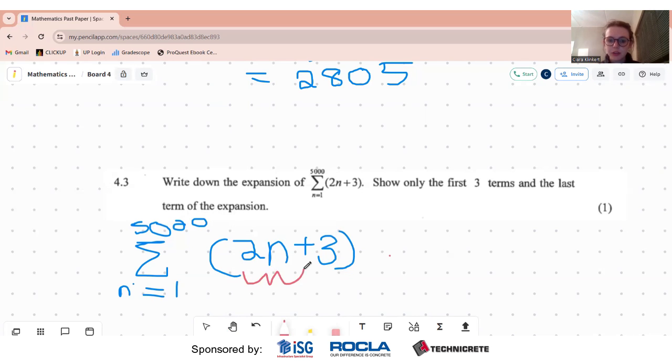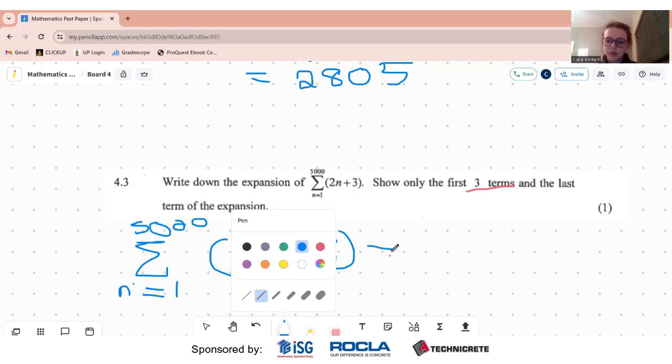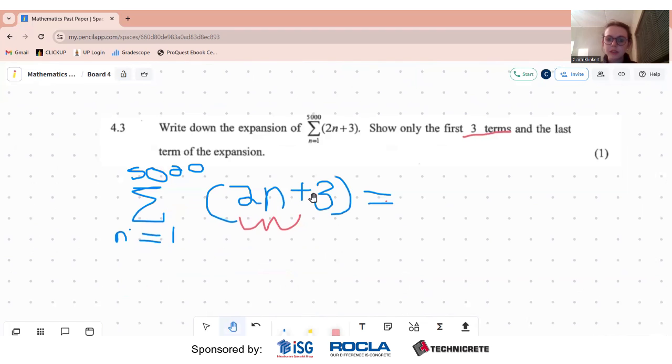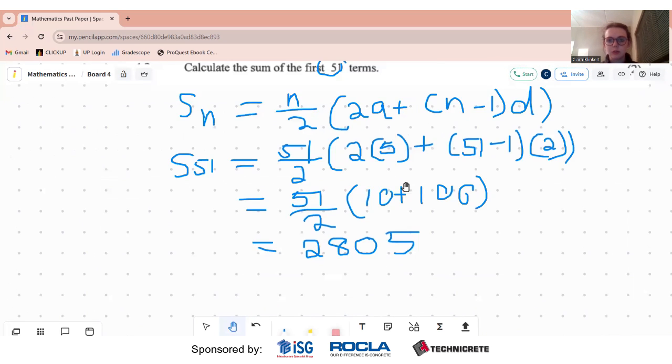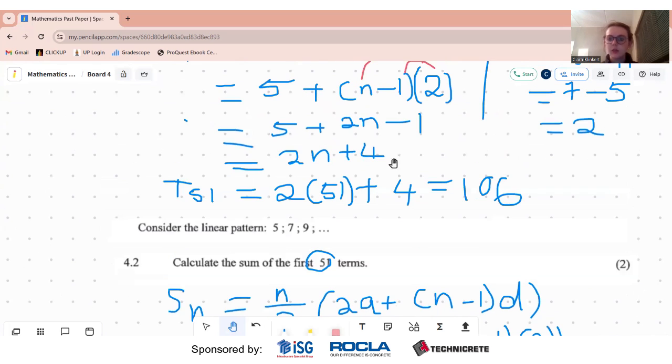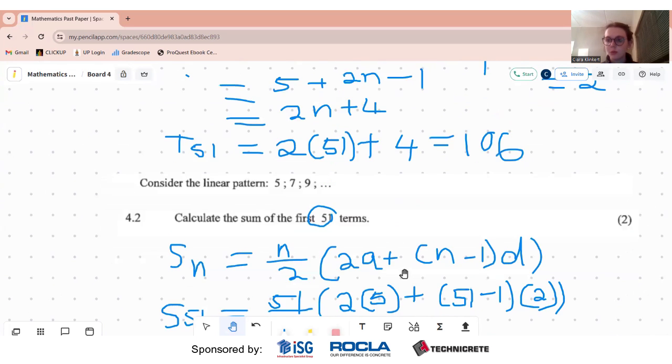For this question, we actually only have to write down the first 3 terms and the last term of the expansion. So this is going to be equal to the sum of all these individual terms. Now a first instinct: is this formula the same as the general term for the sequence we were just considering? No, it is not. That is 2n plus 4.